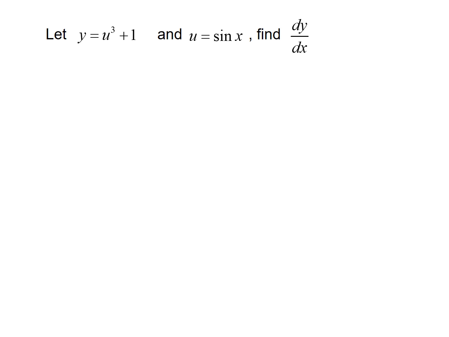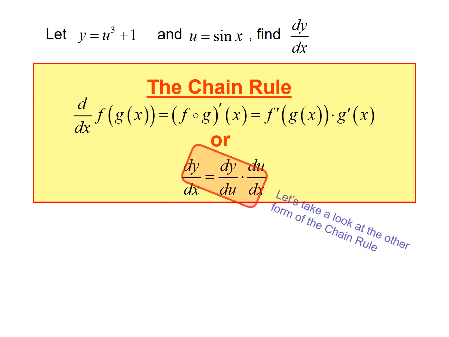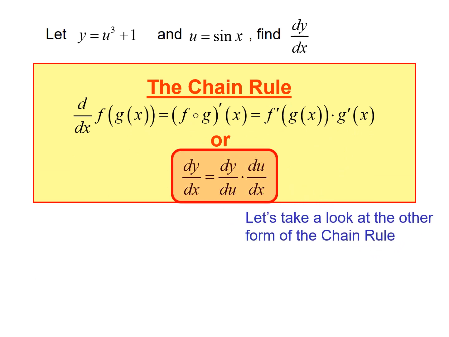All right, and one last example here. Let's say we have y equals u cubed plus 1, and u equals sine of x. We want to find dy/dx. So here's our chain rule, and notice that we have this second form of the chain rule, which we haven't really used up to this point. So let's go ahead and try that.